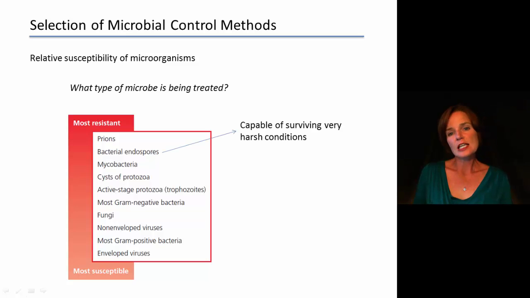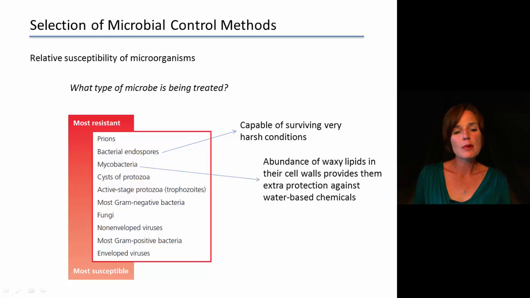Bacterial endospores, as an example, are capable of surviving very, very harsh conditions, and that might be very high temperatures or high pressure, so it might take a combination of methods to treat them. Mycobacteria are unique in that they have an abundance of waxy lipids in their cell walls, which provides them extra waterproofing protection. So if we are trying to use water-based or water-soluble chemicals, they're not going to be able to penetrate most of the time through that waxy lipid covering.